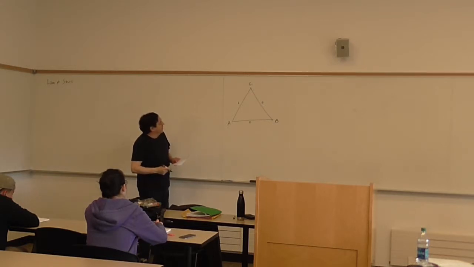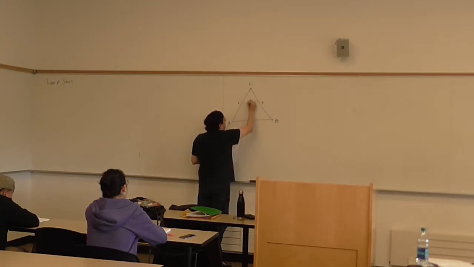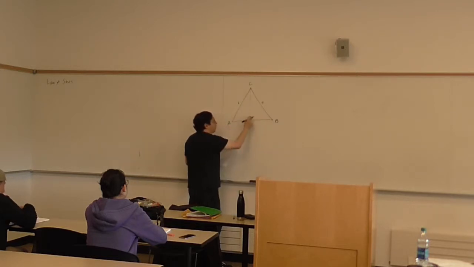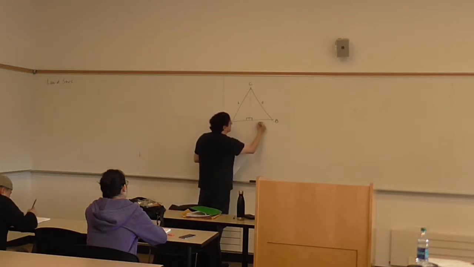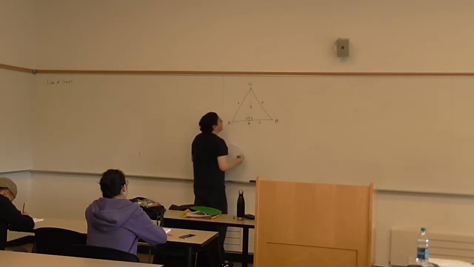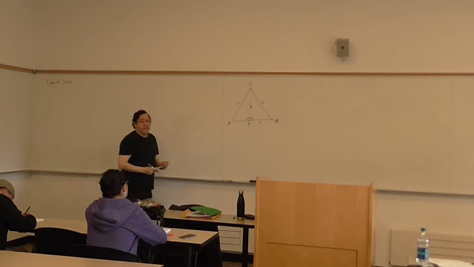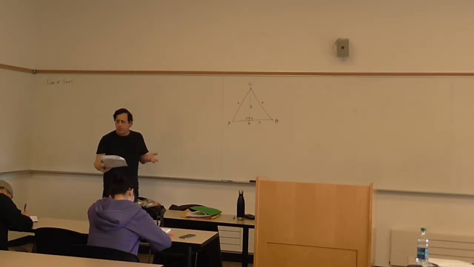And I'm going to do something very, very respectable. I'm going to drop an altitude here, which is going to break this triangle up into two right triangles. I'm going to give this point the letter D, and I'm going to call this altitude H for height. Okay, so that's the setup.